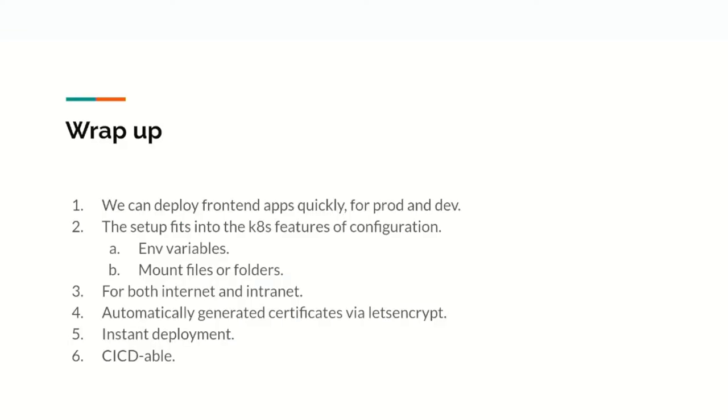To wrap up, we can deploy app frontends instantly, not just quickly, but let's be honest, instantly. Some companies are deploying this in 1 month. In any environment. You can even deploy your feature branches dynamically if you want. The setup is done through environment variables, and you can also mount files or folders to override certain generated files, like index.html or main CSS, to add some extra. It works for both internet and intranet.